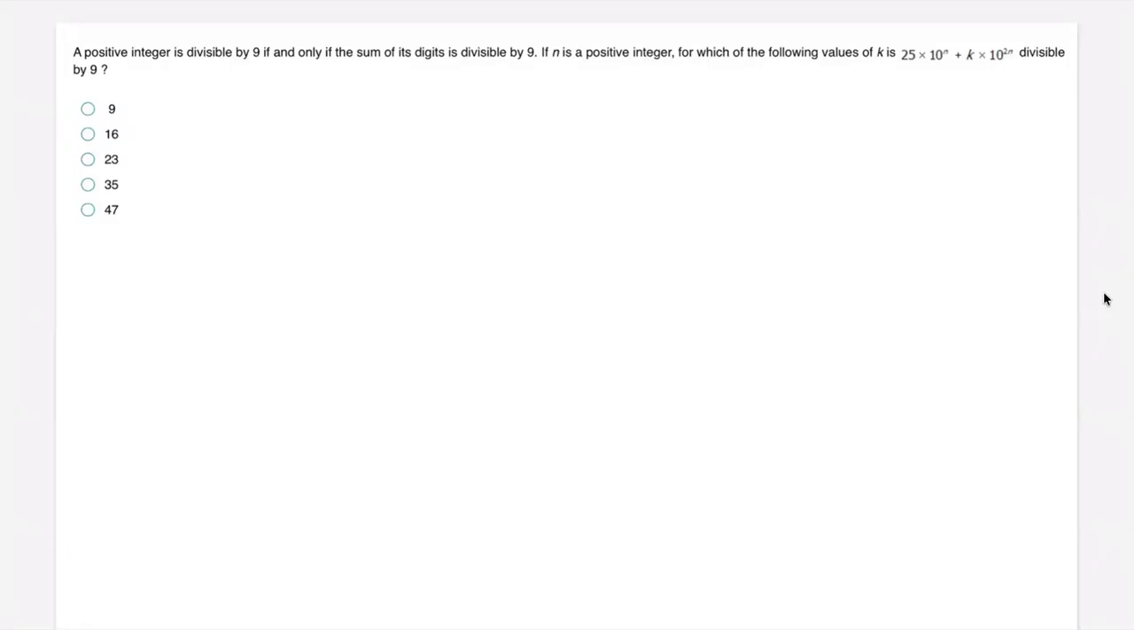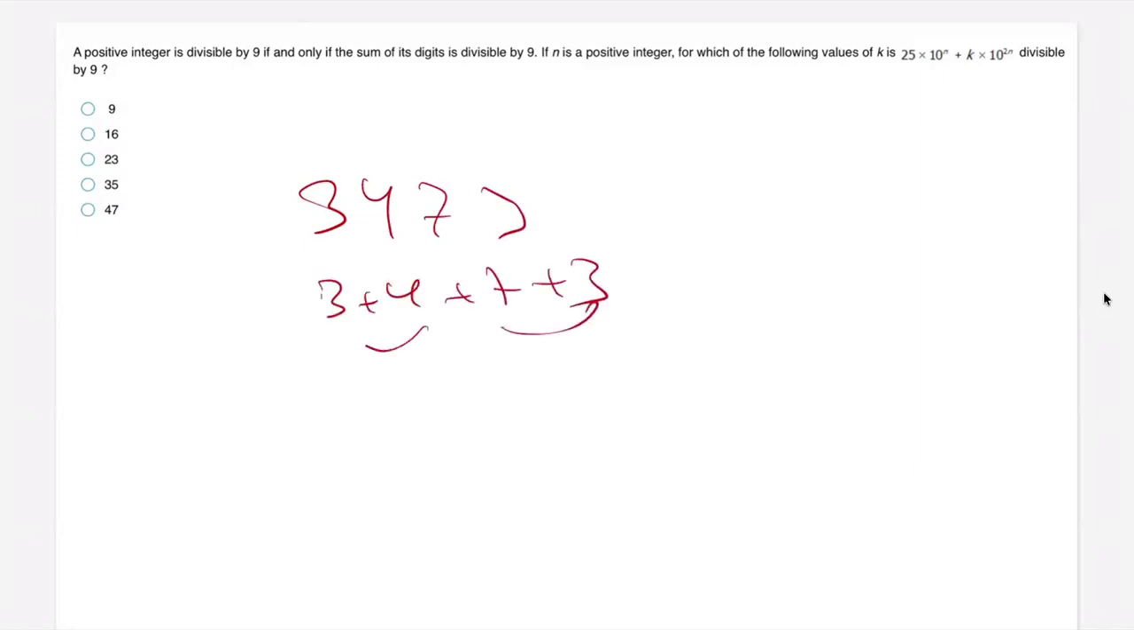How do you know if a number is divisible by 3? You add the digits and see if the sum is divisible by 3, right? Did you know that? Is 3,473 divisible by 3? 3 plus 4 plus 7 plus 3 is 10, 17. It is not divisible by 3 because the sum is 17.